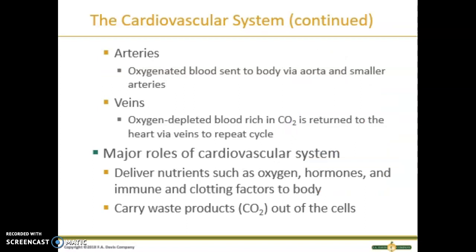So the arteries, again, have the oxygenated blood sent to the body via the aorta and smaller arteries, and the veins have the oxygen-depleted blood rich in CO2, and this is returned to the heart via the veins to repeat this cycle, as we said in the last slide. So the major roles of the cardiovascular system are to deliver nutrients such as oxygen, hormones, and immune and clotting factors to the body, and also to carry waste product, the CO2, out of the cells.